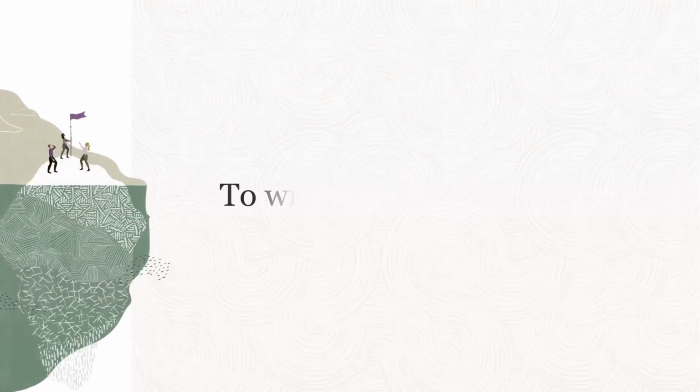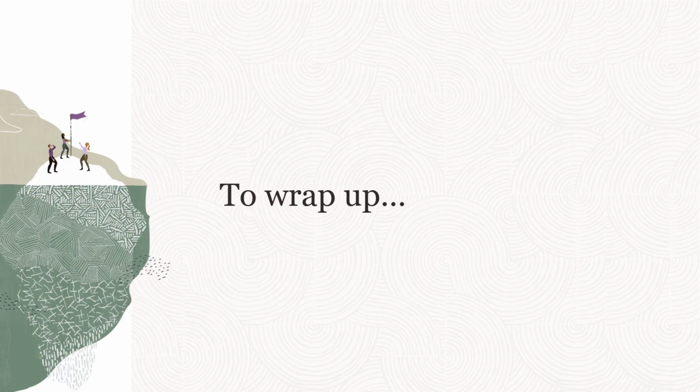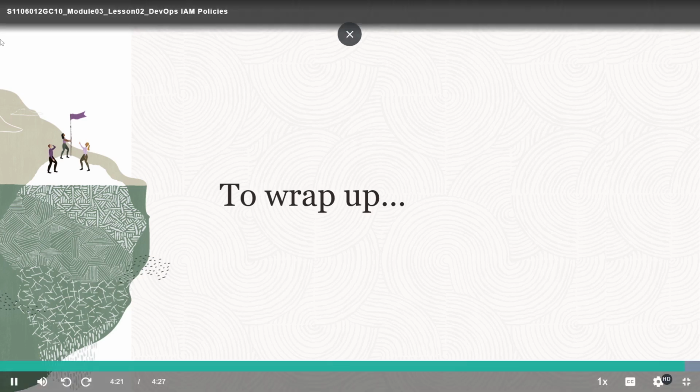To wrap up our discussion, in this lesson we understood the integration of DevOps services with that of IAM. We also covered the list of DevOps resource types and associated permissions. I hope you found this lesson useful.